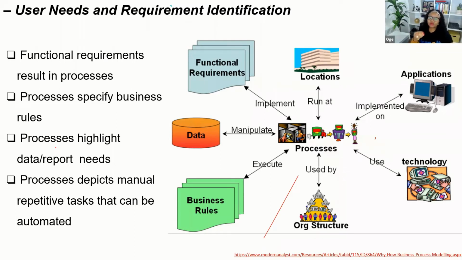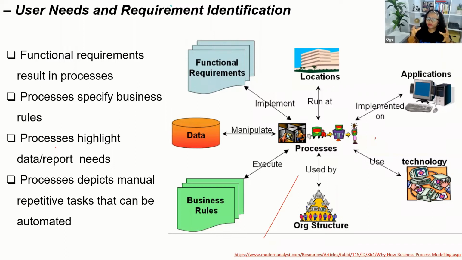Within a process, you can identify the data that is being used. Is it adequate? Does a processor have all the data, all the information they need to perform their task efficiently, or do they need to wait on some other person to provide it to them at a time that is not suitable for them?